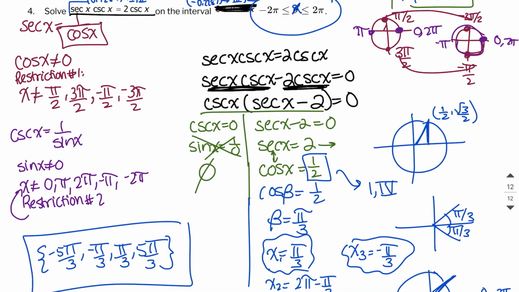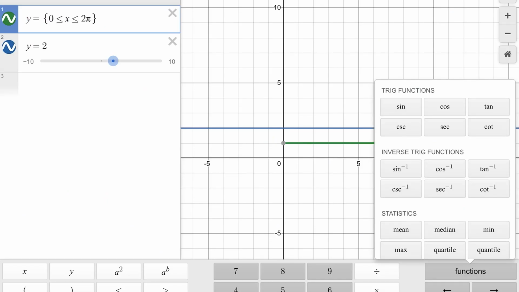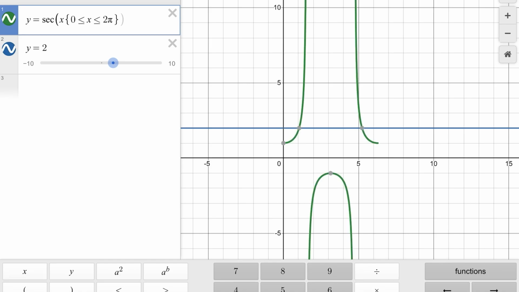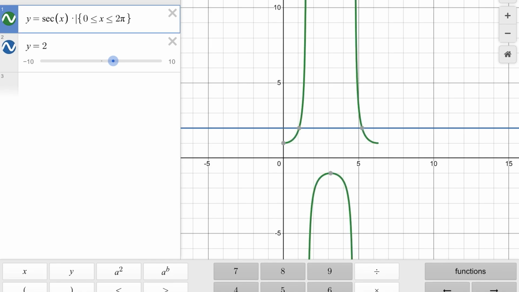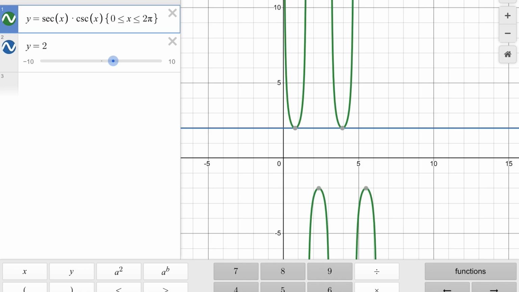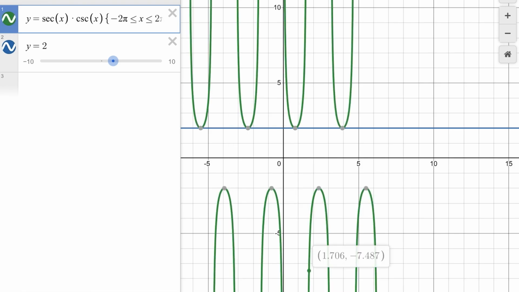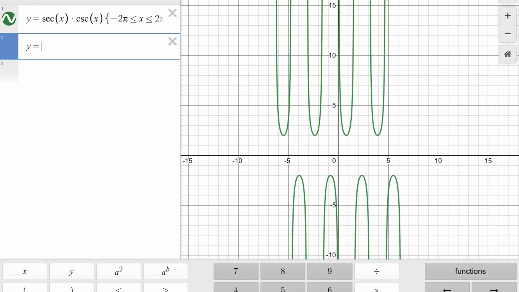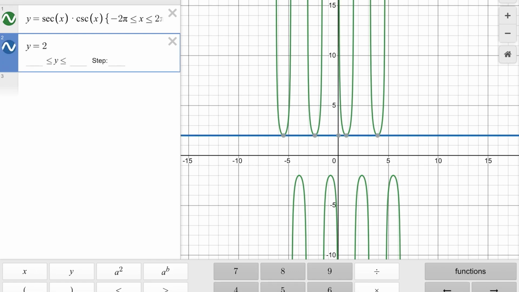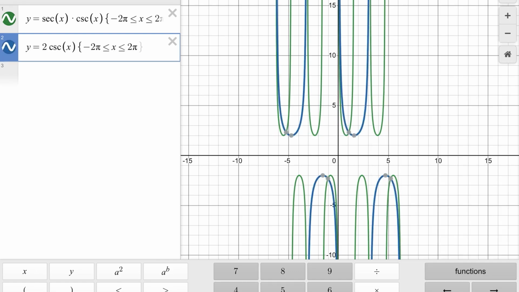I'm going to put y equals secant x times cosecant of x in my first line, and then in my second line, I'm going to do 2 cosecant of x. So here I'm going to type in secant of x times the cosecant of x, but this is from -2 pi to +2 pi. Okay, so this is what the left side of my equation looks like. Now for the right side of my equation, I'm just going to type in 2 cosecant of x. And again, I'm going to make sure that I have that restriction here as well.